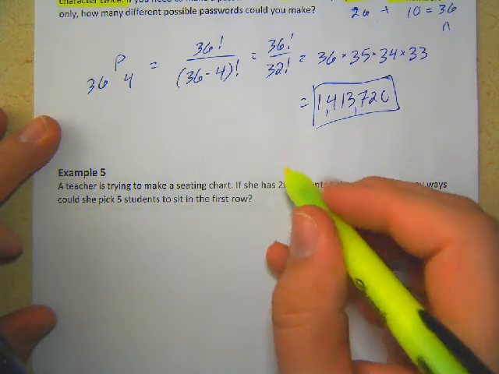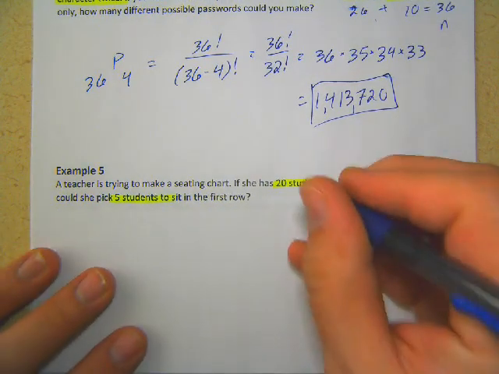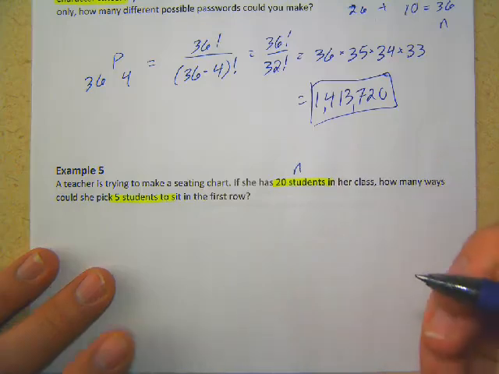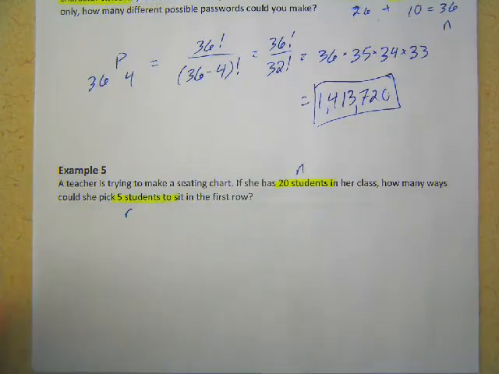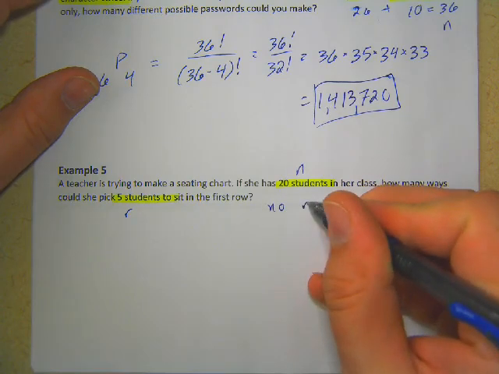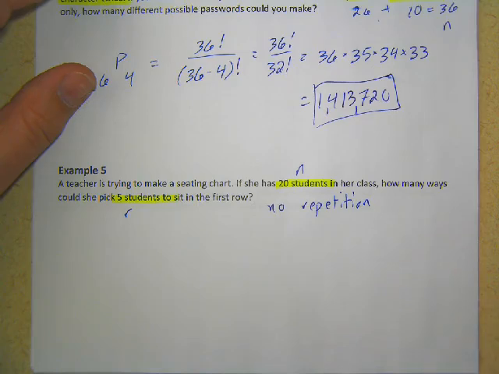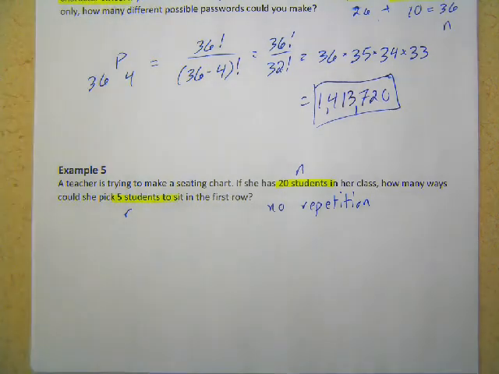So out of 20 students, she's picking 5 of them. N is going to be the bigger number. It's going to be the total she's choosing from. R is going to be the smaller number. It's how many she's actually choosing. Notice that there is no repetition because you can't pick the same student to sit in 2 different desks. They sit in this desk or they sit in that desk. They can't sit in both. So there's just one desk option.